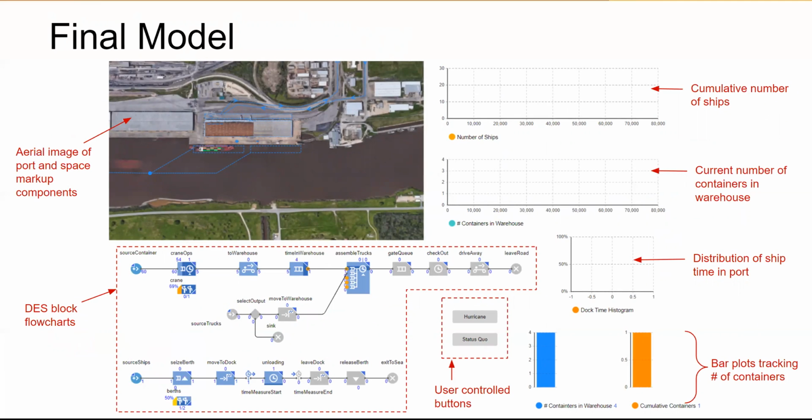This is a view of the simulation window in AnyLogic. There are many elements present, such as an aerial image of the port, which was used for spatial markup, statistics plots to track the number of ships and containers in the port, and the DES flowchart representing the model processes and more.